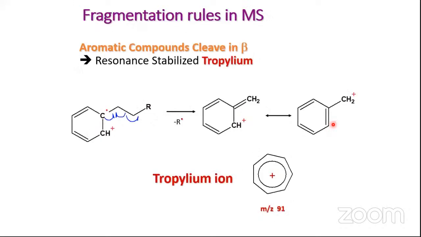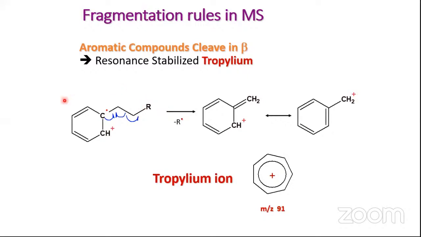Okay, so this is another thing. When you have alkyl benzenes, you get a tropylium ion at mass 91. Alkyl benzenes are very, very common kind of compounds which are used in surfactants, and they always give you a tropylium ion at mass 91, and that will help you identify an alkyl benzene.